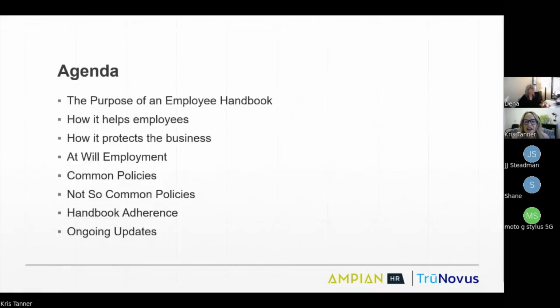All right, let's run through the agenda. We're going to talk about the purpose of the handbook. So why do we even have one? Then we'll talk about how it helps both the employee and how it protects the employer. We'll also touch on employment at will, what that is, why it's important, and why it's important for that language to be included in your handbook. And then we'll cover common policies. So for example, what types of policies does every handbook generally include? And then what are some of those not so common policies that are maybe more custom to your industry or your business? Then we'll touch on handbook adherence and what that means for you. How does it impact you if you have a handbook but you don't follow it? And then finally, some handbook updates. How often should we update our handbook and so forth? So let's jump in.